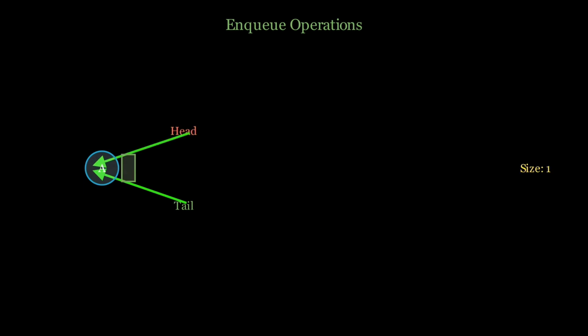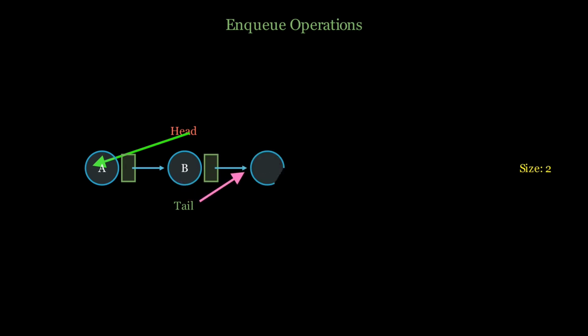Now let's continue adding more elements. We add the nodes B, C and D. The tail pointer updates with each new addition, while the head remains fixed on our first element. Each new node is connected to the previous one through the next pointer, forming our linked structure. Now we have our queue.